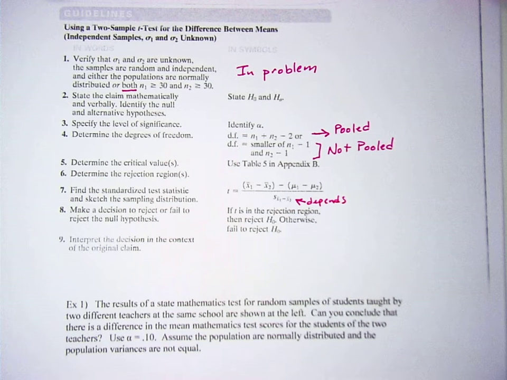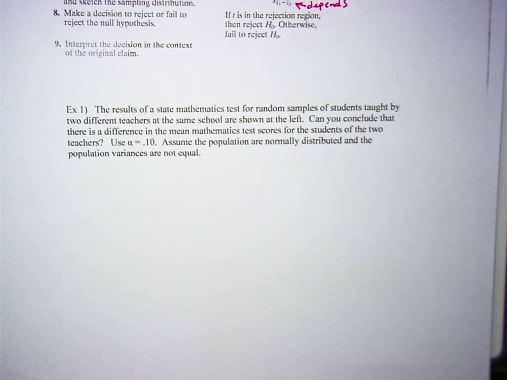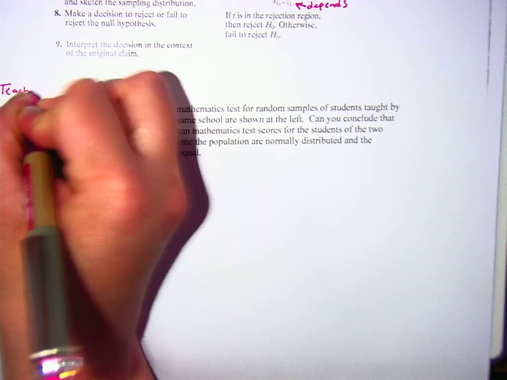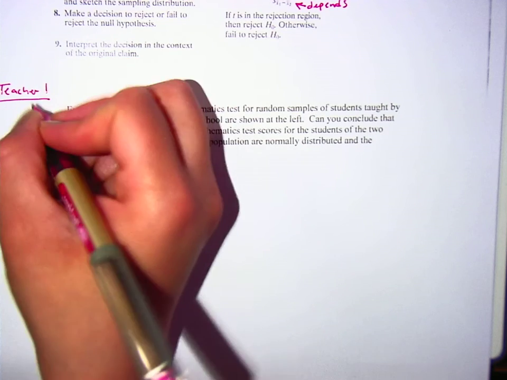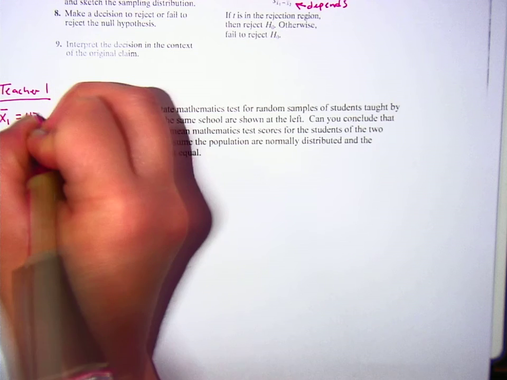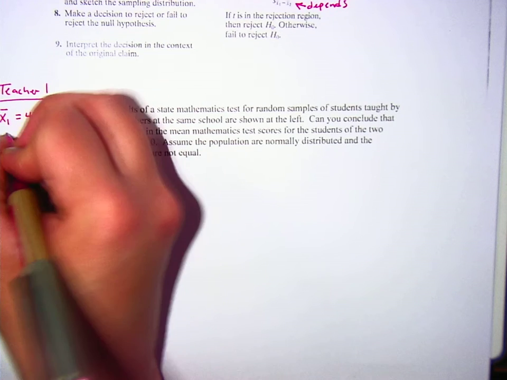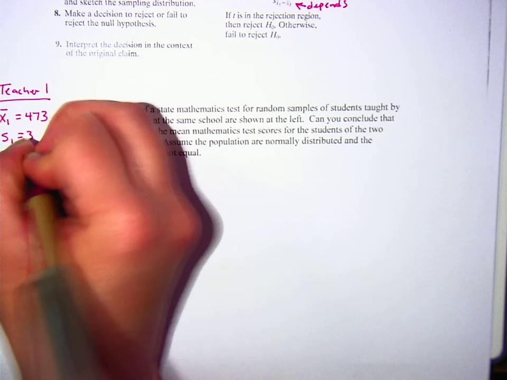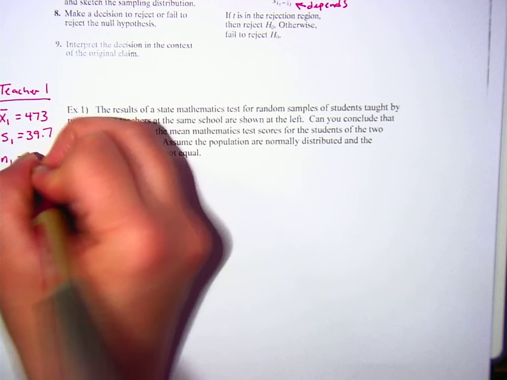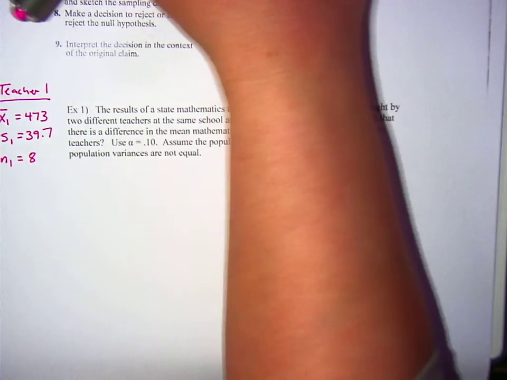Alright, let's take a look at example 1. The results of a state mathematics test for random samples of students taught by 2 different teachers at the same school are shown on the left. They are absolutely not shown on the left, so let me just write them in quick. Teacher 1 had an X bar 1 of 473 and an S1 of 39.7 and n1 of 8. And the only reason why there's 1s there is because it's teacher number 1. That's it.